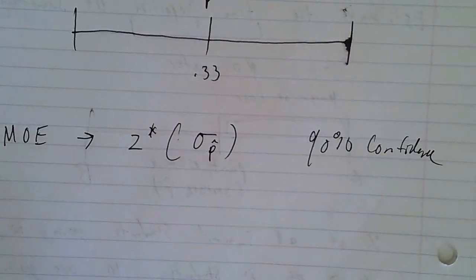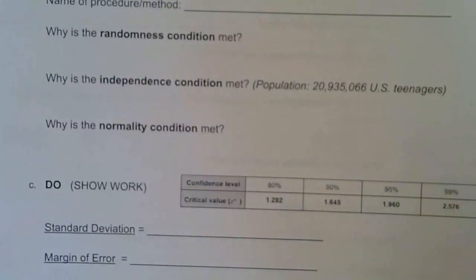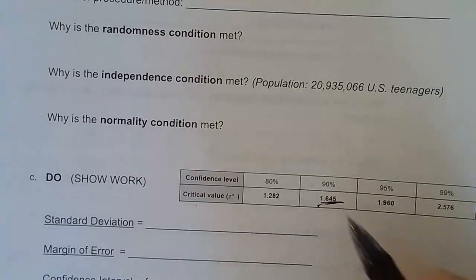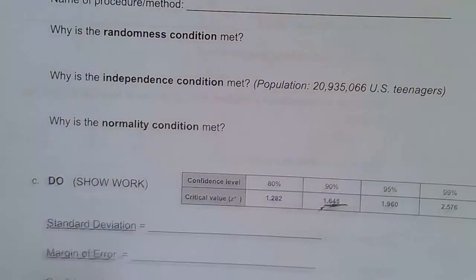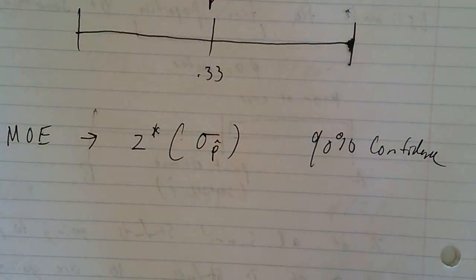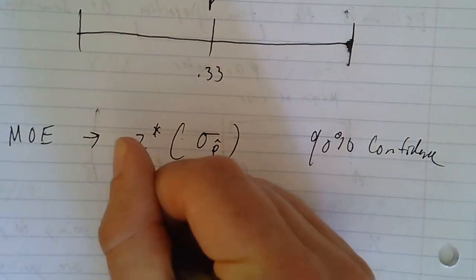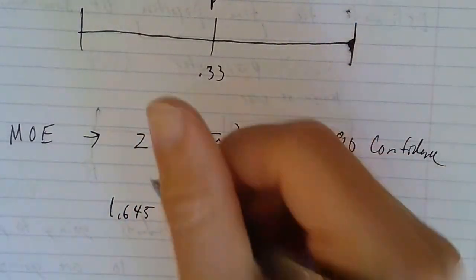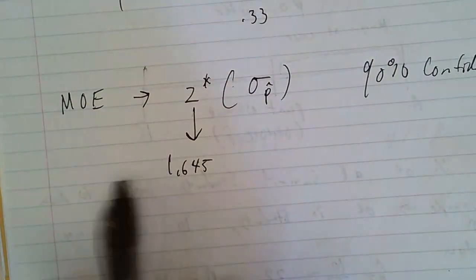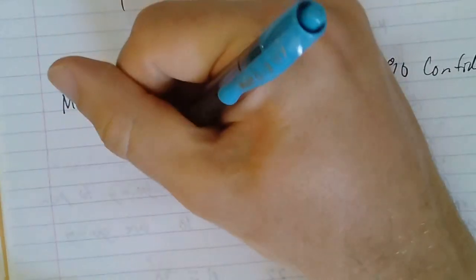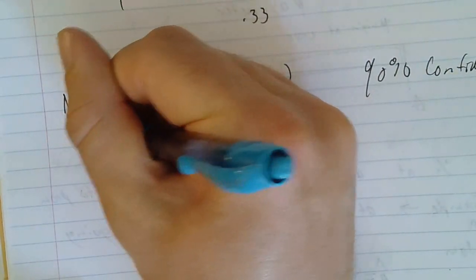And that means in my notes, I'm going to have to use this one because it's 90%. So 1.645 is going to be my z. And you're just going to take that from the table. So again, this right here, from table.